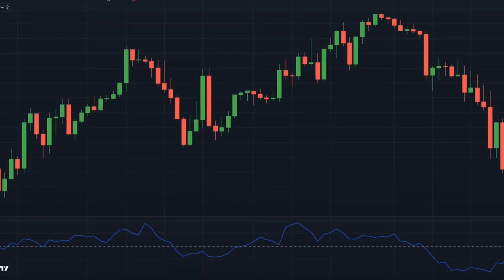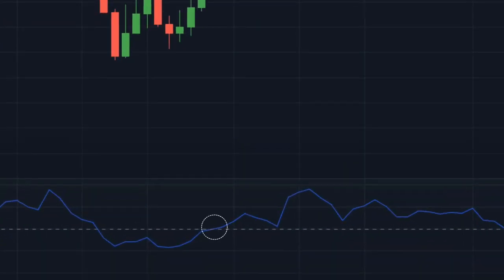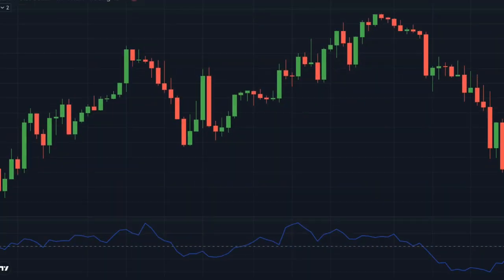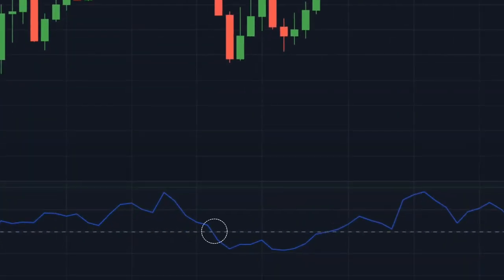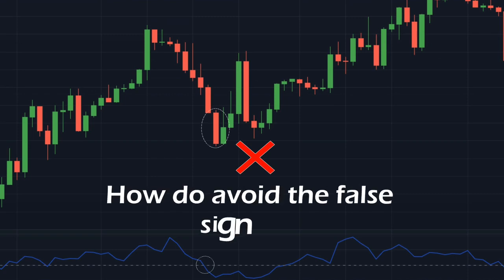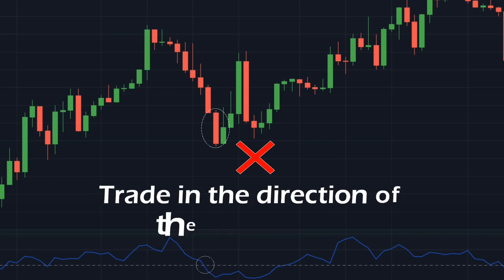See in this chart, here the CMO rises above the zero line, indicating a buy signal. If we entered a long position here, then we would have earned a good profit. However, here the CMO falls below the zero line, and we would have lost this trade if we had opened a short position here. So the main problem is, how do we avoid the false signals? The answer is quite simple. Trade in the direction of the main trend.